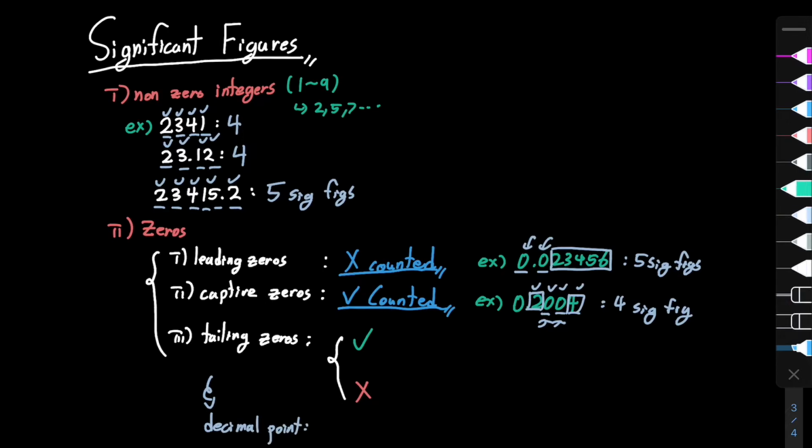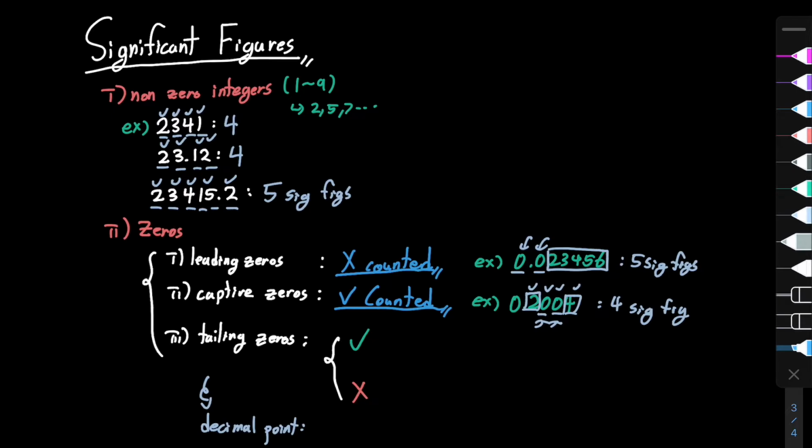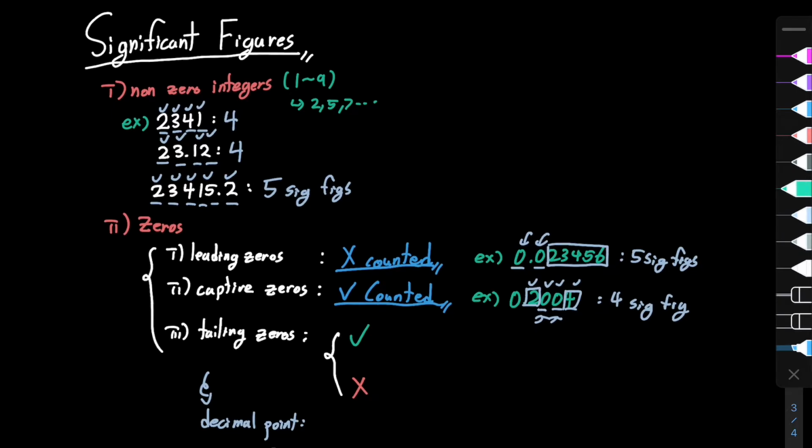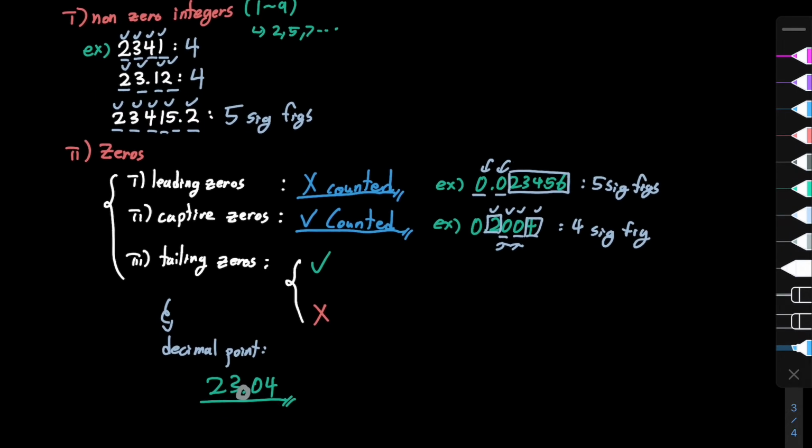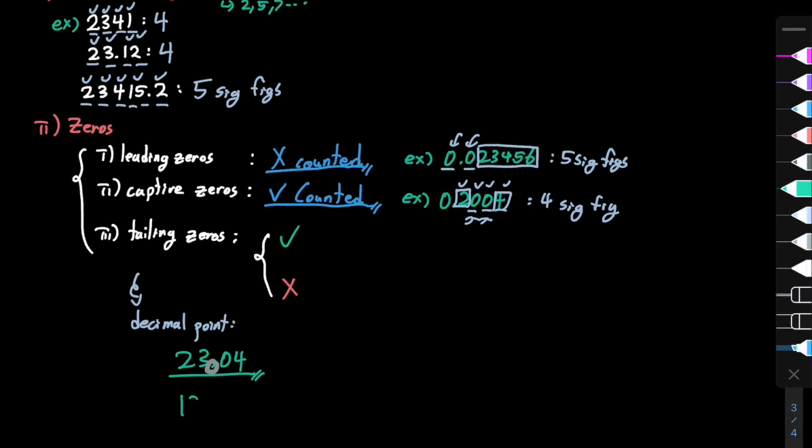So for example, in the number 23.04, this number would be counted as a number that has a decimal point, because there is a decimal point right over here. Another example of a number that has a decimal point would be 122.0. Even though this is an integer, this is counted as having a decimal point. So if it has a dot in the number, it's a decimal point.